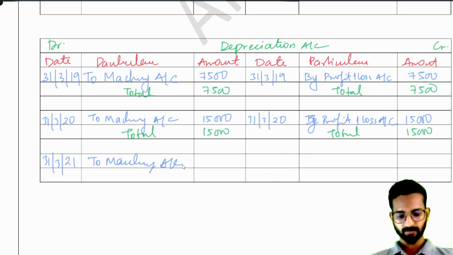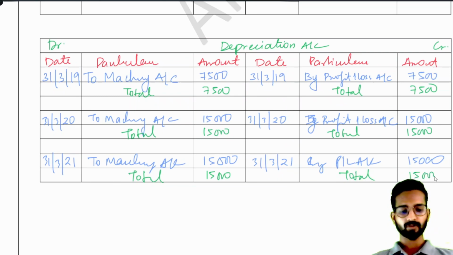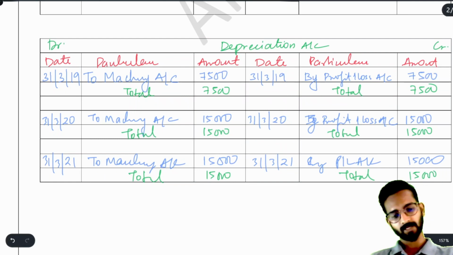to machinery account 15,000 by P&L account 15,000, 31st March 21. And again we can write here total is 15,000. Remember, you will write the total only for that particular year. Okay, you will not write the total of the ledger account. No, don't do that mistake.